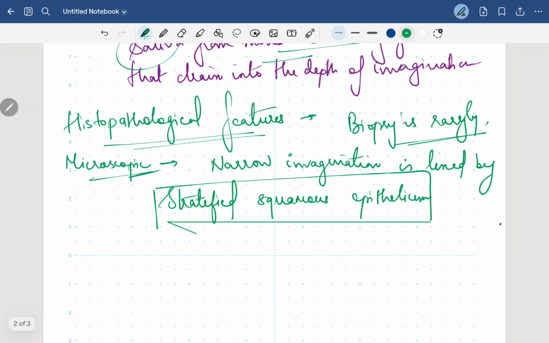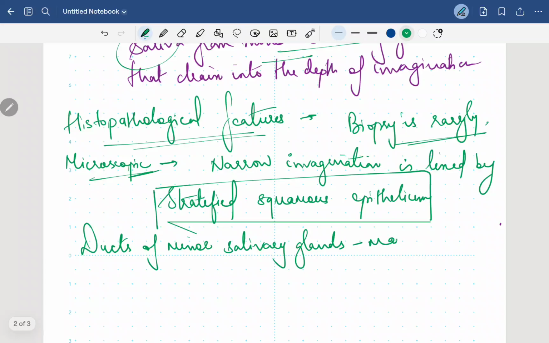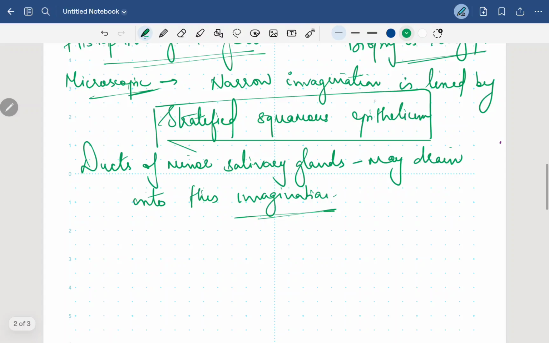Okay, and sometimes, because fluid is there, when we squeeze, the saliva comes out, so we can say the ducts of minor salivary glands are also draining. So we can see the ducts of minor salivary glands also seen, that may drain into this invagination. So this is all about the histopathological features of commissural lip pits.